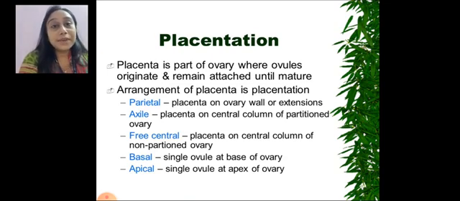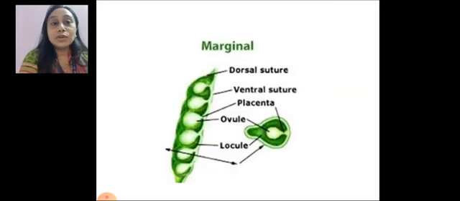Number 4 is the basal type of placentation. The basal type is a very simple one. The ovule is placed at the base. It's connected to the base of the ovary. And apical is when a single ovule is present at the apex of the ovary, of course inside. Now we'll look into some of the pictures.